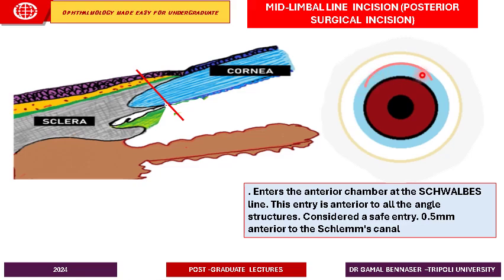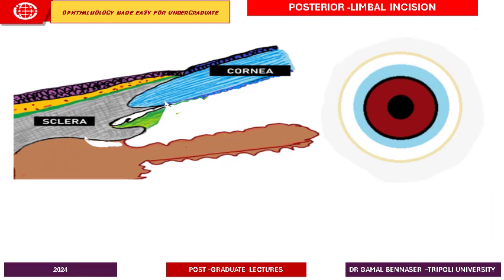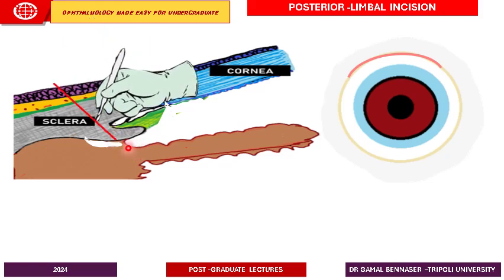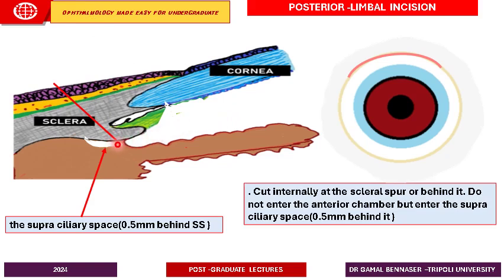So this is a very safe incision if you do it at the end of the blue zone, which is the mid-limbal line incision. The third incision, if we go more posteriorly here, is the posterior limbal incision, which is the posterior end of the white zone. Now, in this incision, it will pass through the scleral spur. So with this type of incision, you will not enter the anterior chamber, but you will go to the supraciliary space, because you are far posterior to the limits of the anterior chamber.